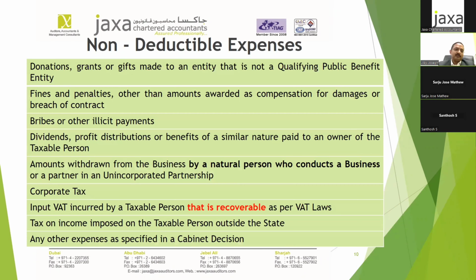Another adjustment is about non-deductible expenses. The lawmakers said that all legitimate business expenses can be deducted, but the lawmakers also know that there will always be confusion, or people will define the various types of expenses as per their own understanding. But lawmakers are sure that certain expenses are not business expenses, so they have specifically included certain expenses as non-deductible expenses. One is donations, grants, or gifts made to an entity which is not a qualifying public benefit entity. Basically, a qualifying public entity means an approved charitable organization.